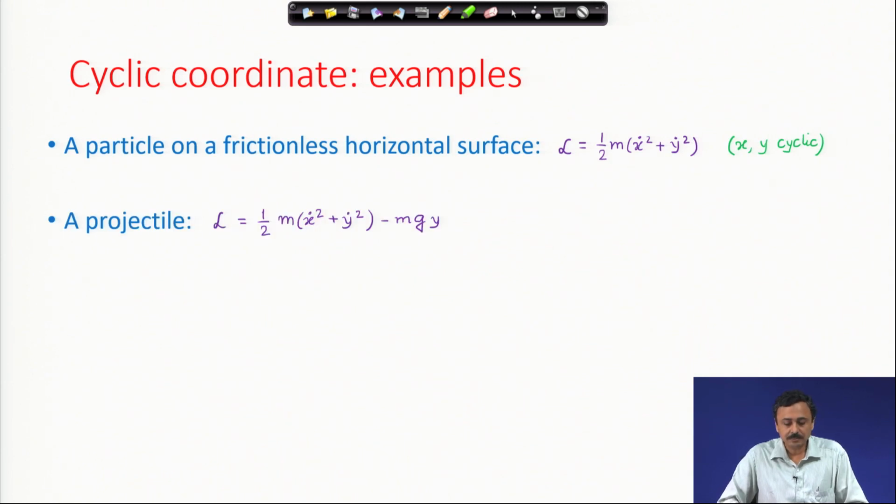A projectile: the Lagrangian is 1/2 times the mass of the projectile times the velocity squared minus mgy, where the ground is the datum.